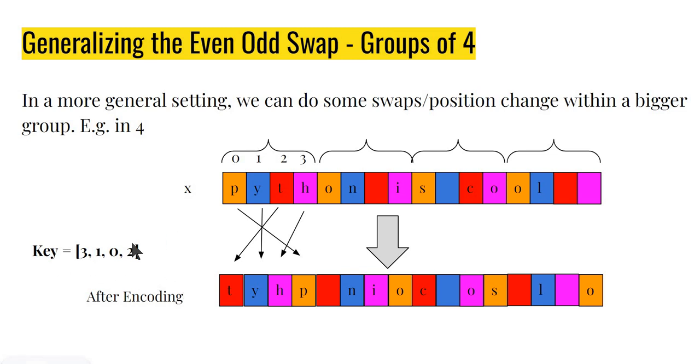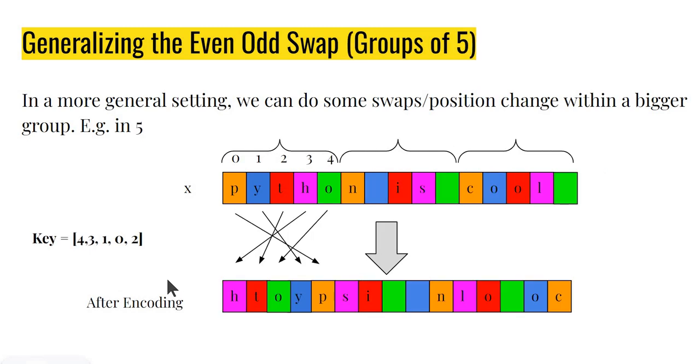So for example, I have my key as 3102. What I mean is that the letter that's at position 0 in the original group will end up at position 3 after encoding. The letter that is at 1 will end up at 1. The letter that is at 2 will end up at 0. The letter that is at 3 will end up at 2. And I'll do that for every group out there. So this is really quite interesting. It's like we are taking groups of letters and jumbling them up according to this key.